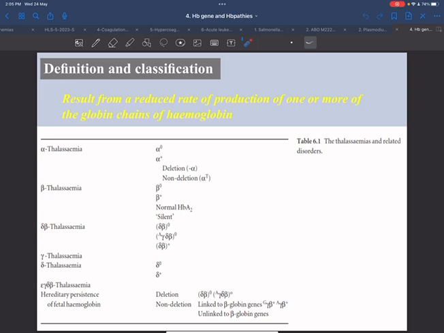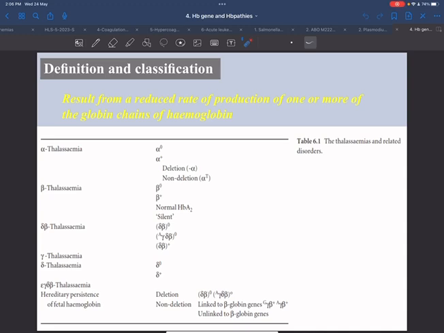According to that, we have either alpha nought, which means that you have absence of that gene, or alpha plus, which means that there is expression of that one. This sign means there is a deletion, and the T means that there is no deletion at that area. There is a mutation, and there is a difference between deletion and the mutation in the gene itself. So we have different gene codes of the thalassemia genotypes, if you would, and phenotypes.